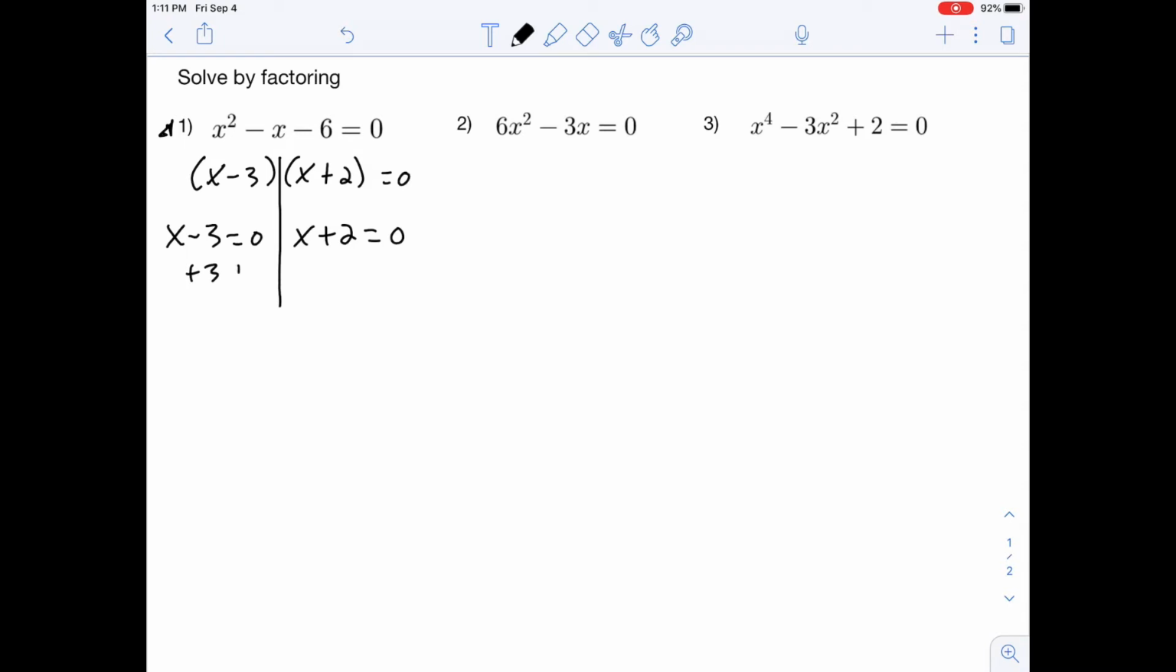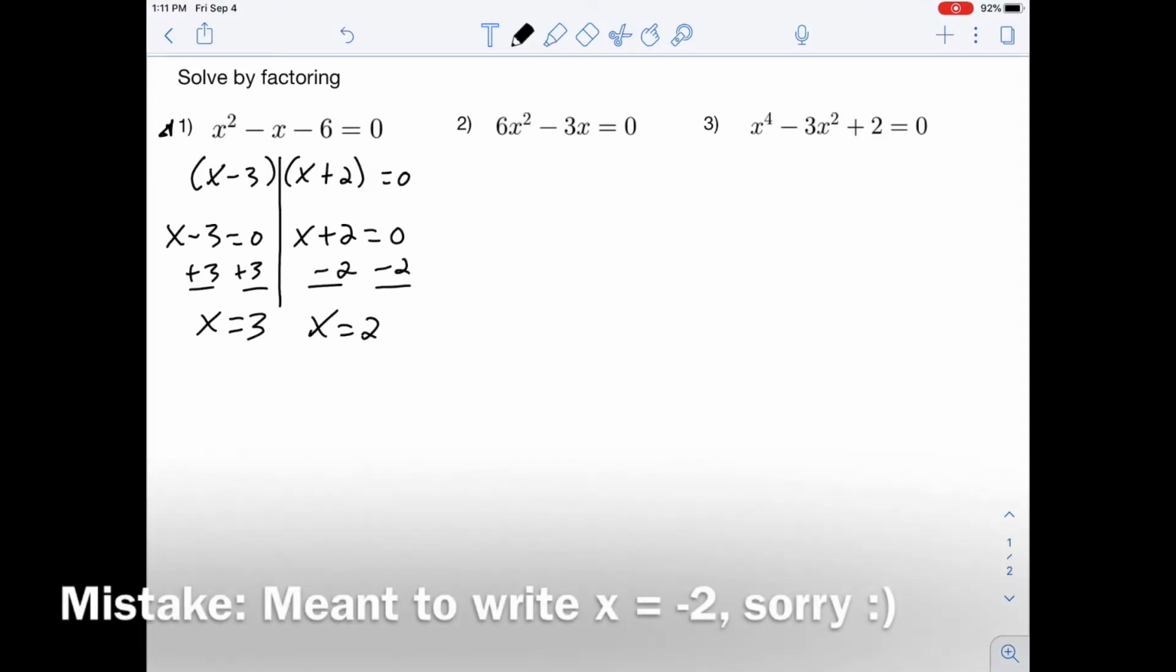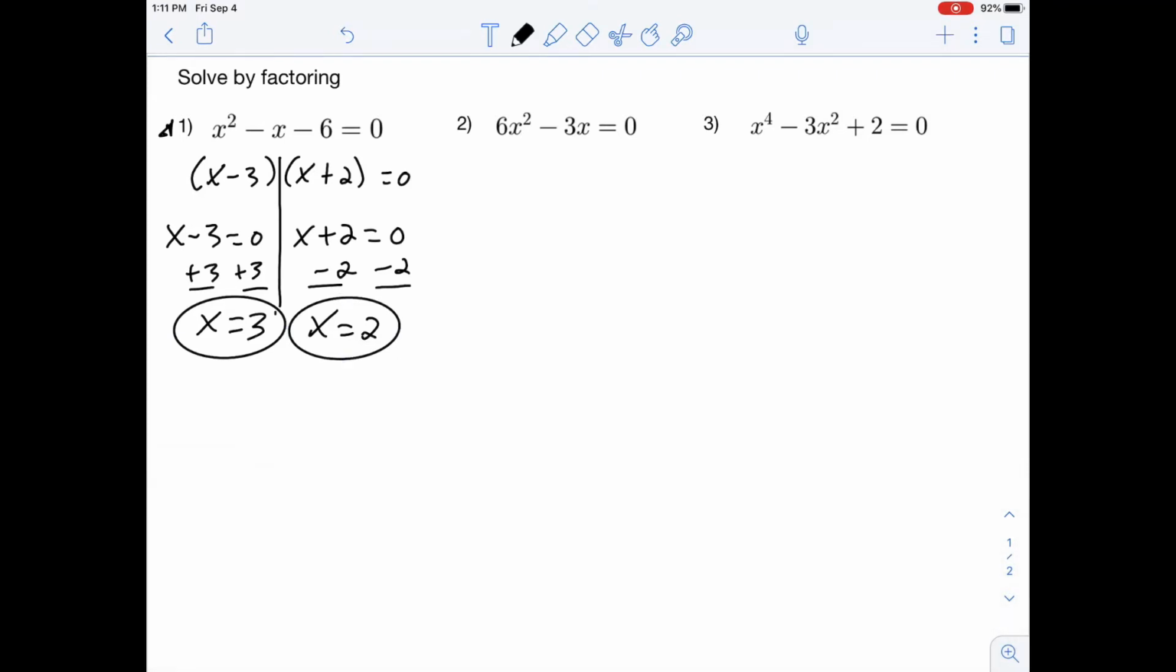So I add 3, and I get x is equal to 3 on this side. Subtract 2, and I get x is equal to negative 2 on this side. So I have 3 for the answer, and then I have x equals negative 2 as well. So x equals 3 and x equals negative 2 for the first one.